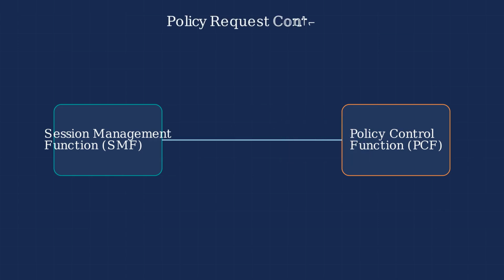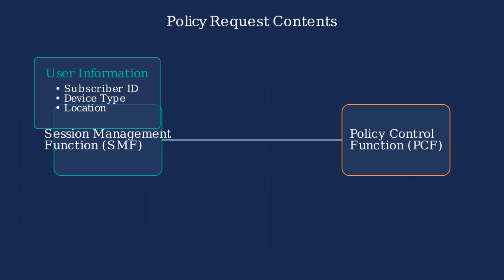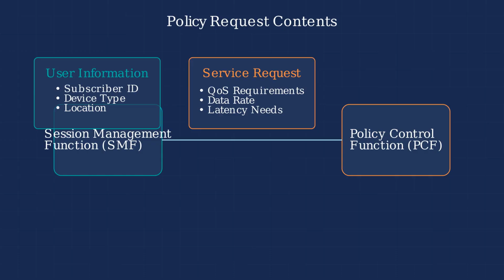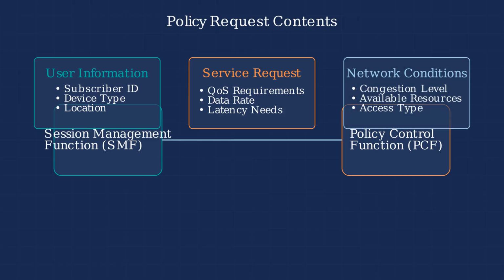The policy request contains three critical types of information that the PCF needs to make appropriate policy decisions. First, it includes user information such as the subscriber ID, device type, and geographic location. Second, it contains details about the requested service, including quality of service requirements, data rate needs, and latency constraints. Third, it provides current network conditions, including congestion levels, available resources, and the type of access network being used.